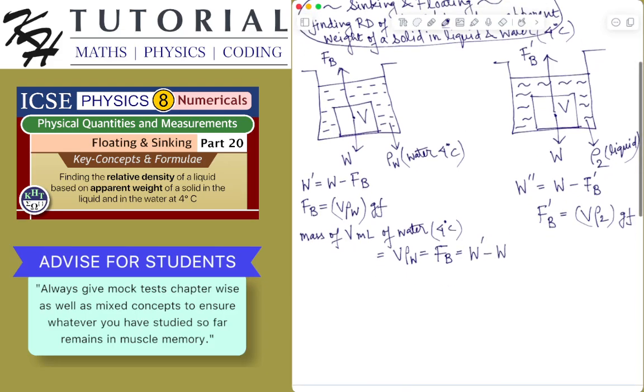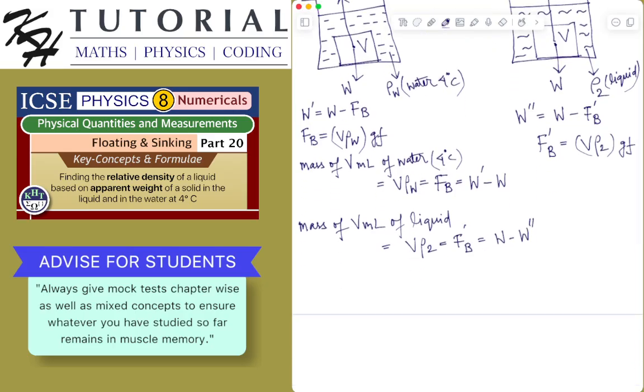Now the same thing for the liquid. We can say the mass of V mL of liquid, which has a density rho 2, is V rho 2 gram, and the mass of V mL of water is V rho W gram. So this is also equal to FB dash, which is equal to W minus W double dash.